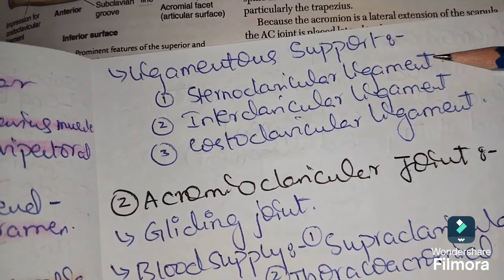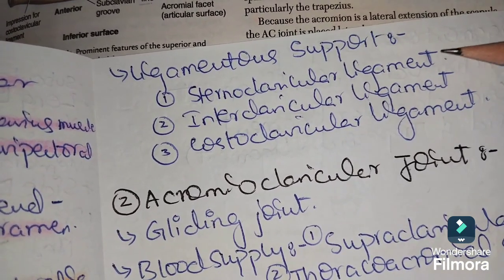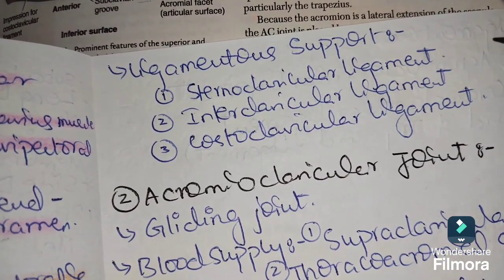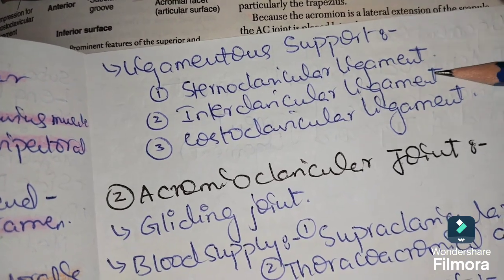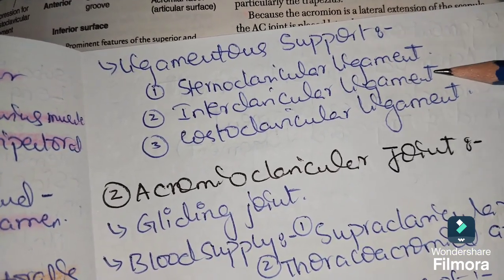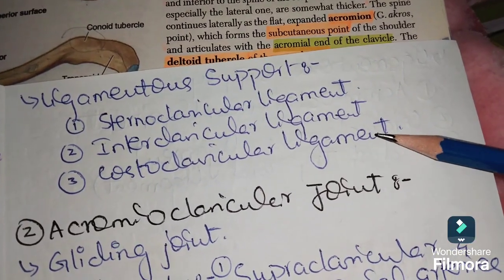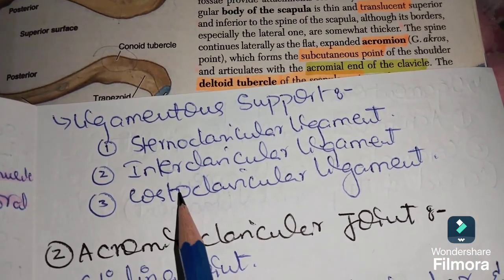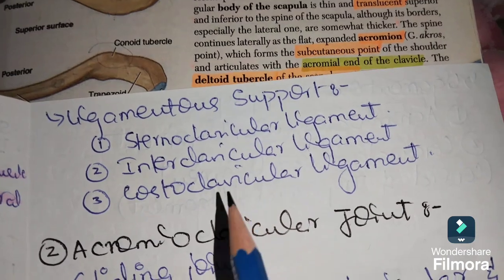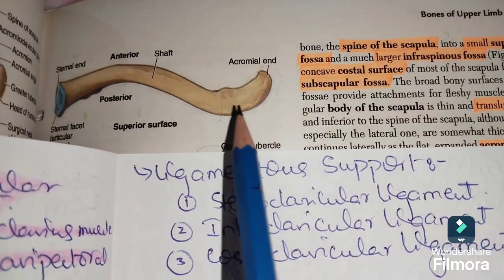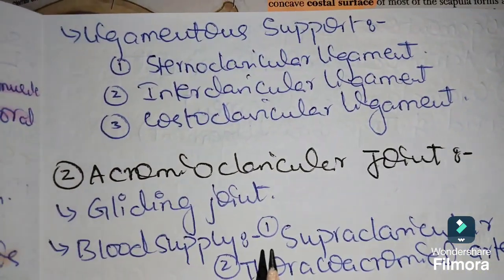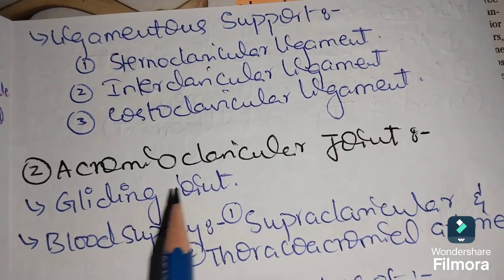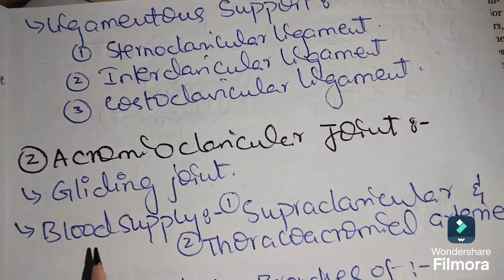The sternoclavicular ligament means that it is attached to the sternum and the clavicle. The interclavicular ligament is attached between the two clavicle bones, left and right clavicles, and the costoclavicular ligament means that it is present between the ribs and the clavicle. Now, on the acromial end, we have got the acromioclavicular joint, which is a gliding type of joint.